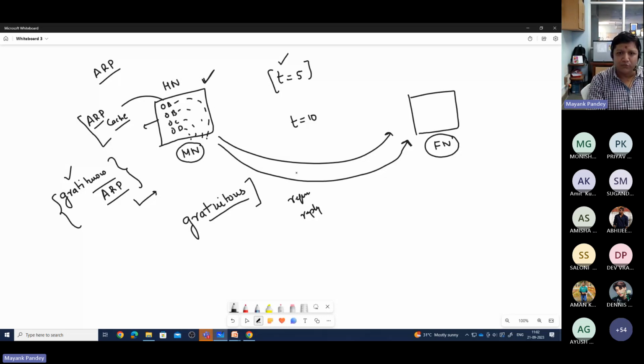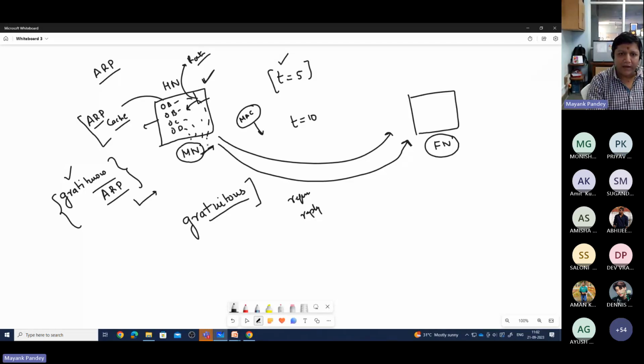When the mobile node moves out, the home agent will send a gratuitous ARP. It is just a reply, a suo moto kind of reply, saying that the MAC address of this mobile node's IP address is this. And what is that? The MAC address of that router. Got the point?